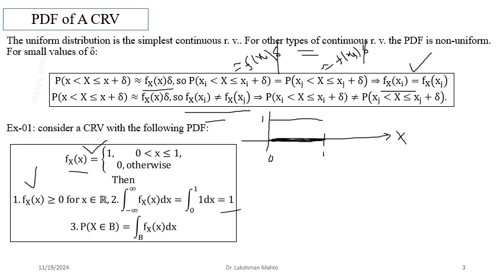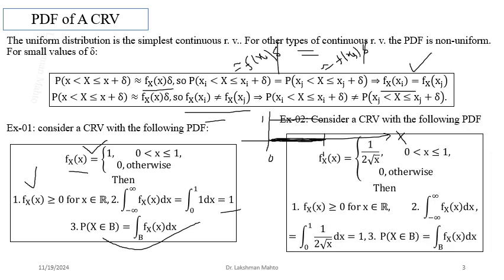And likewise, the third property is about the way of computing the probability of an event. Now we talk about the second kind of example, which is a non-uniform density. So take a density like this: suppose we have a continuous random variable with density 1 by twice the square root of x. What kind of density is this, uniform or non-uniform? It is a non-uniform density.